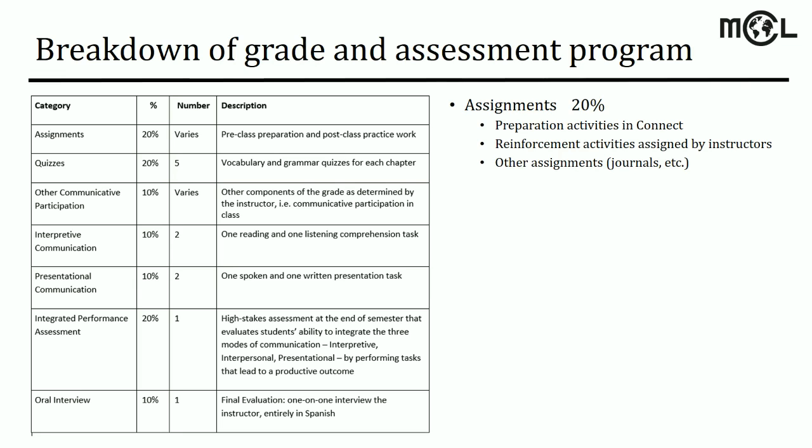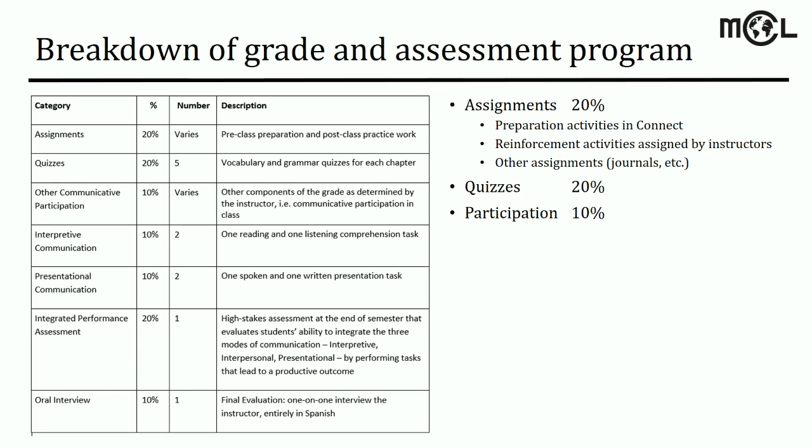Other assignments might be reinforcement activities that you as the instructor might assign. And there are other assignments in there like journaling activities and things like that. Those are worth 20% of the grade. Now, quizzes, right? There are 5 quizzes, 1 for each chapter. Those are worth 20%, these learning checks, vocabulary and grammar quizzes. Participation or other components that you determine as the instructor go into a category that's worth 10%.